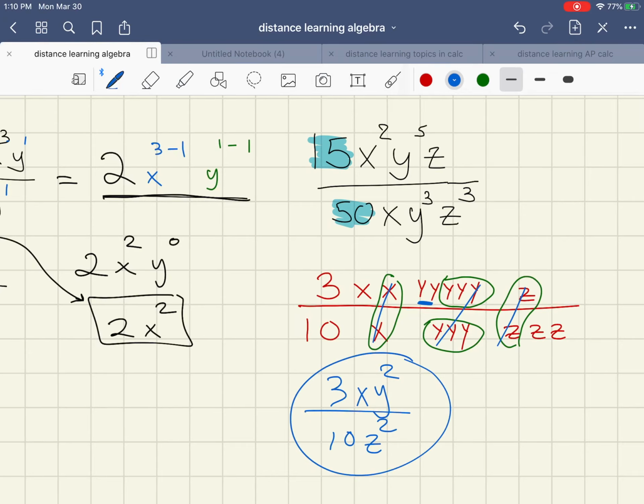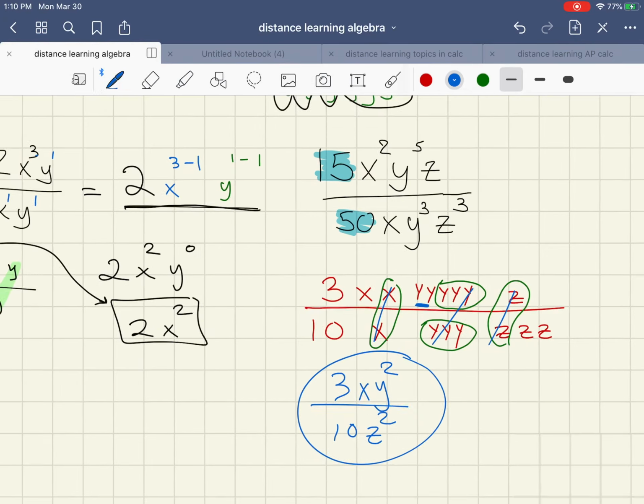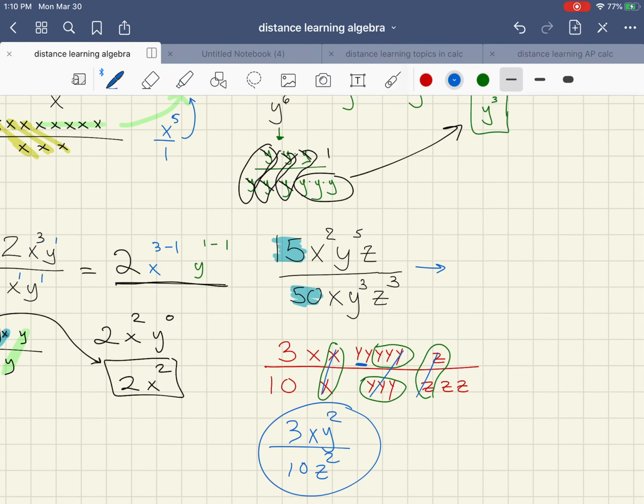That would be done. If I wanted to use the rules, I would have 15 over 50, which reduces to 3 over 10. I would have x to the 2 minus 1. I would have y to the 5 minus 3. And I would have y to the 1 minus 3. 3 over 10 stays. X to the 1. Y to the 2. And then z to the negative 2.